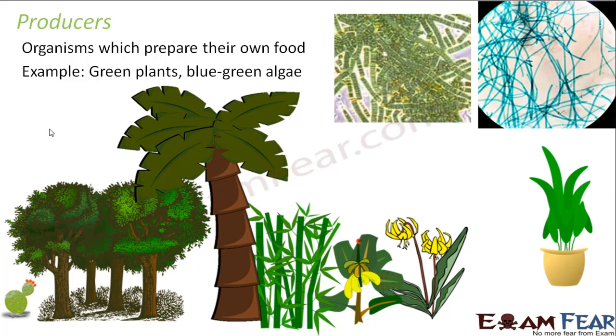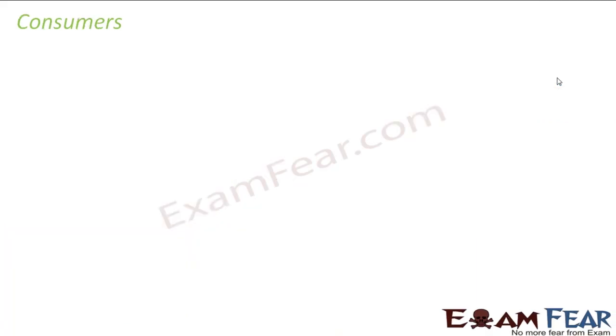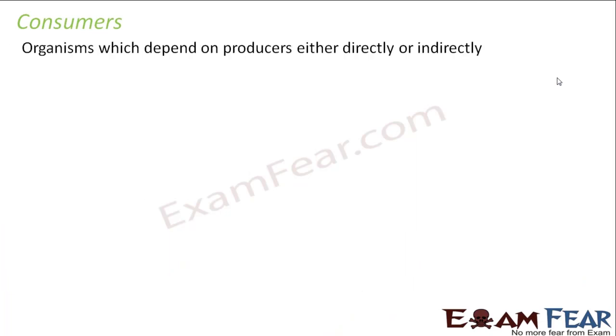Similarly, blue-green algae, which are also known as cyanobacteria, as you can see in this picture, are also producers because they can also perform photosynthesis and prepare their own food. Let us now look at consumers. What are consumers? Organisms which depend on producers either directly or indirectly. So basically the term consumer means those who consume things, those who eat things.